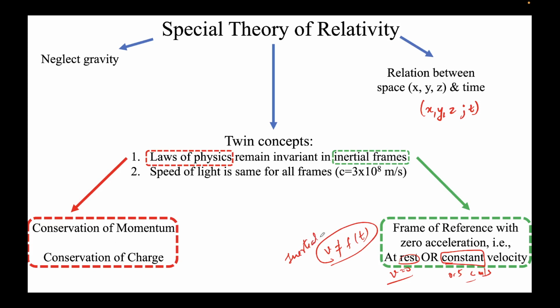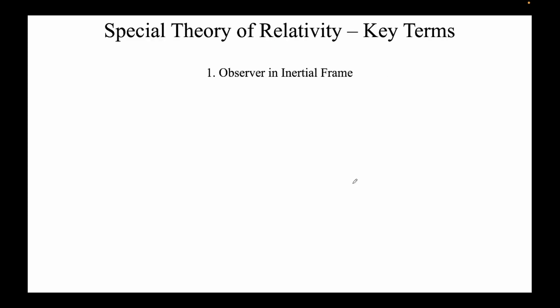And the second basic concept in this theory is that the speed of light is the same for all frames. In whichever frame you are traveling, the speed of light will always be c, approximately 3 into 10 to the power 8 meters per second. These terms keep on appearing over and over again, hence I am emphasizing them again today. So we saw what an inertial frame is, which is not accelerating.